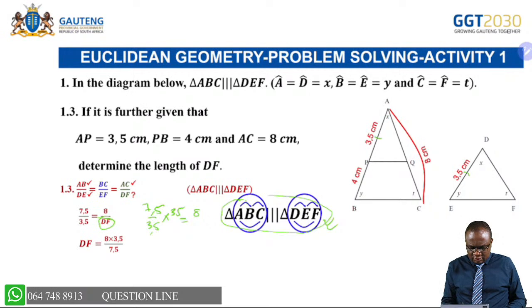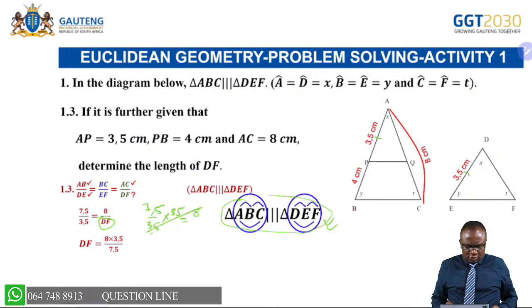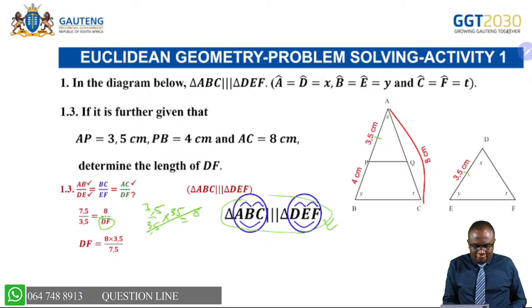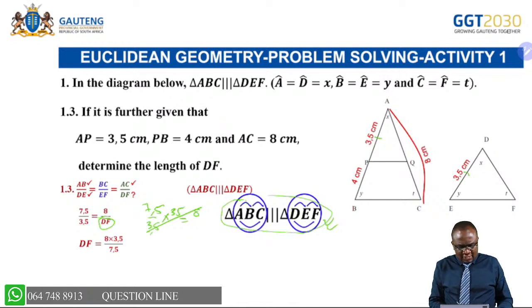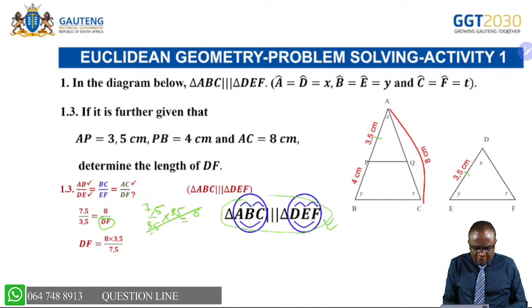This one won't work because DF here is the denominator. So we can multiply by DF on both sides. But let's do cross multiplication: this one times this. 3,5 times 8 is equal to 7,5 times DF.